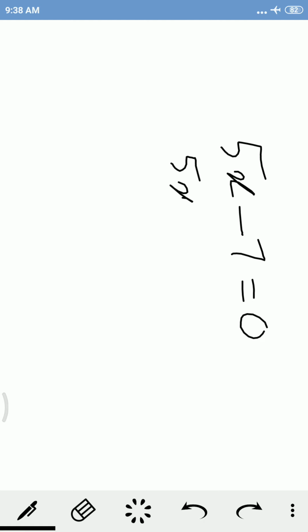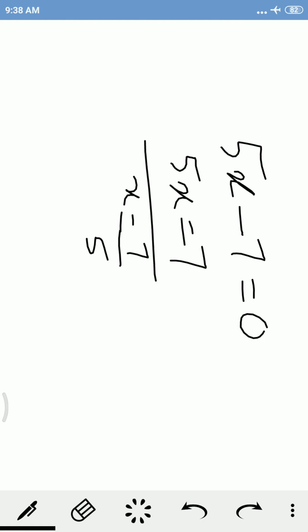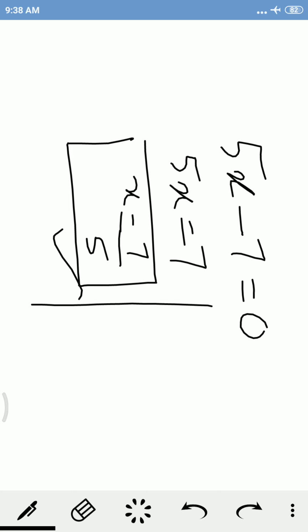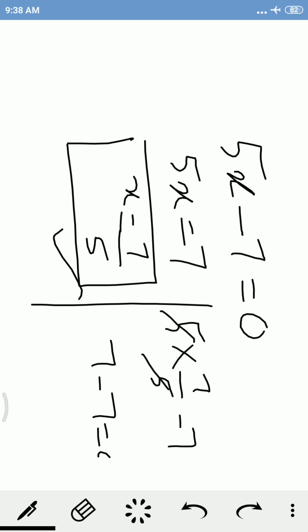Now let me give you one more example. Suppose it's 5x minus 7. Again it's a linear polynomial. How to find its zero? Make it equal to 0 and solve it for x. You will get x equals 7 upon 5. So 7 upon 5 will be the zero of this polynomial. It means if you put 7 upon 5 in this polynomial, you will definitely get 0. So 7 minus 7 equals 0.